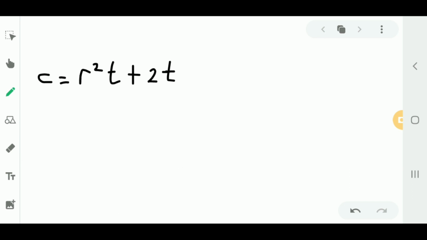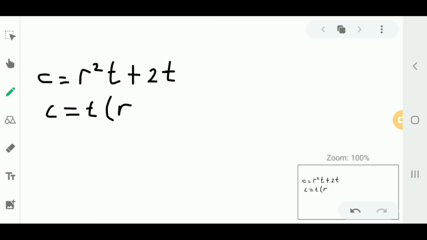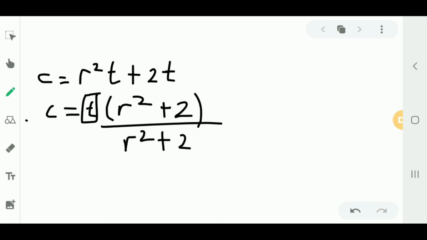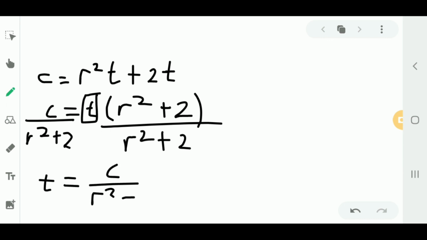Again here we have two t's. So what we have to do again is factor out the t. So we have t here. We have r squared plus 2. So again we can get this by itself. So we're dividing both sides by r squared plus 2. So t is equal to c over r squared plus 2.